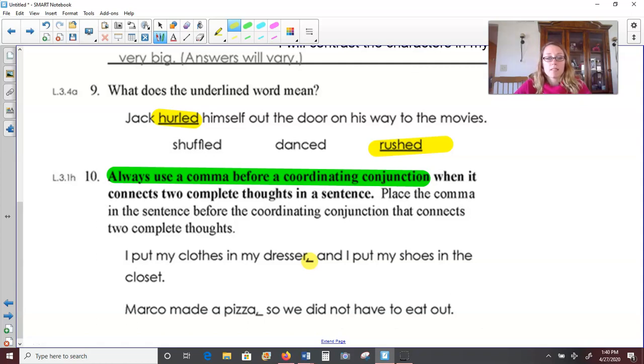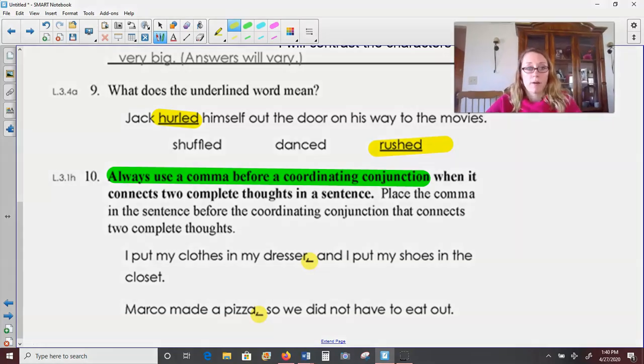Marco made a pizza, comma, so we did not have to eat out. So Marco made a pizza would be one good sentence. We typically would put a period there, but since we are joining it with the second sentence, we change the period into a comma to join them both together.